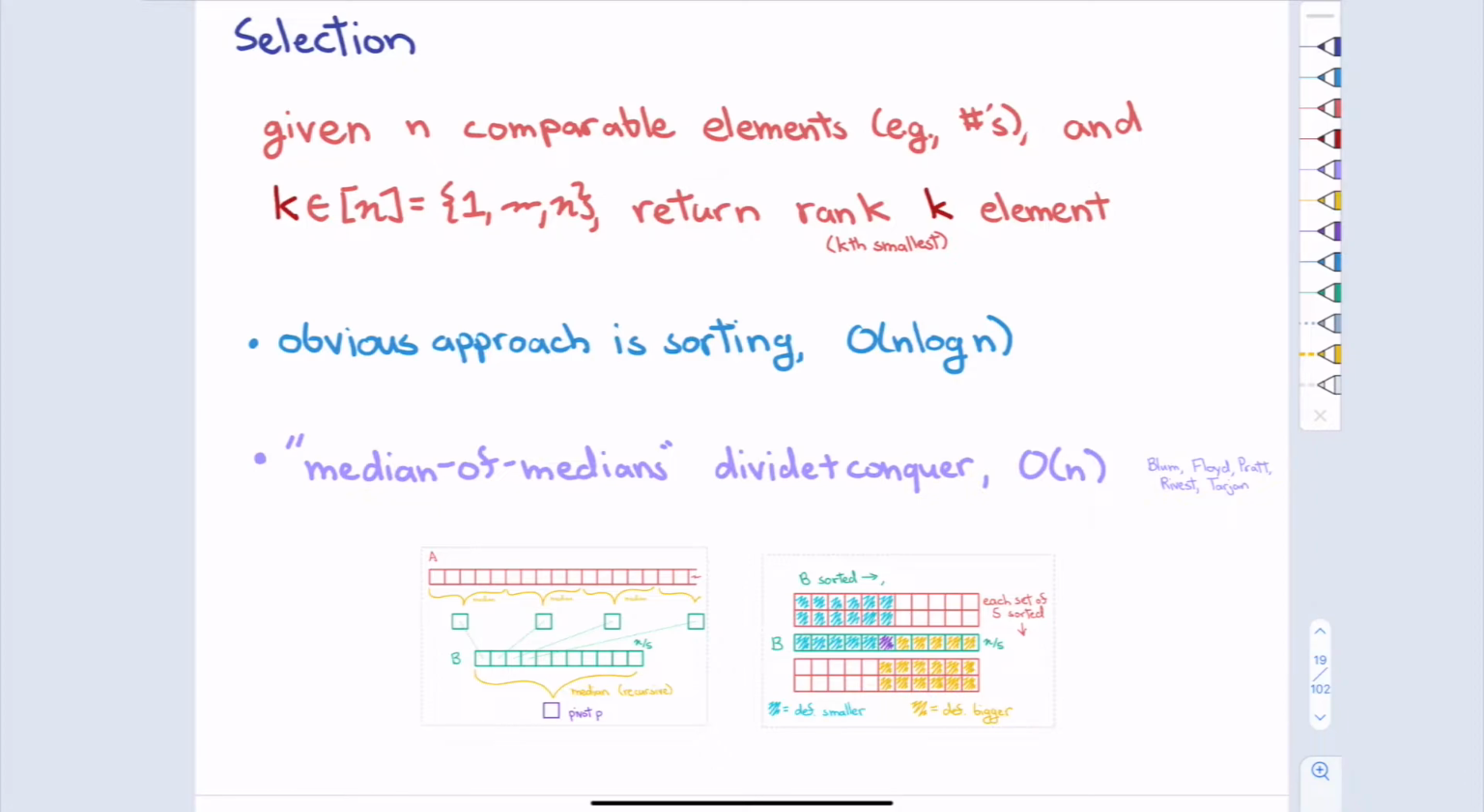The obvious approach, of course, is to just sort it and then figure out number k. That'll take n log n time. But you might have seen that you can do this amazing divide and conquer algorithm, sometimes called median of medians, and actually do it in linear time. This one is quite complicated, relatively, both to code up and analyze. Although it's linear time, in practice often you're better off just sorting and finding the k-th element. You wouldn't actually use this algorithm in practice.